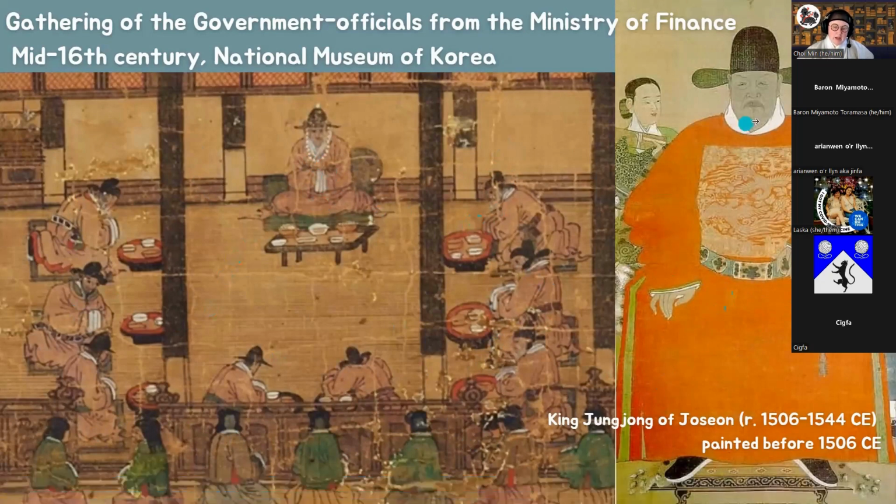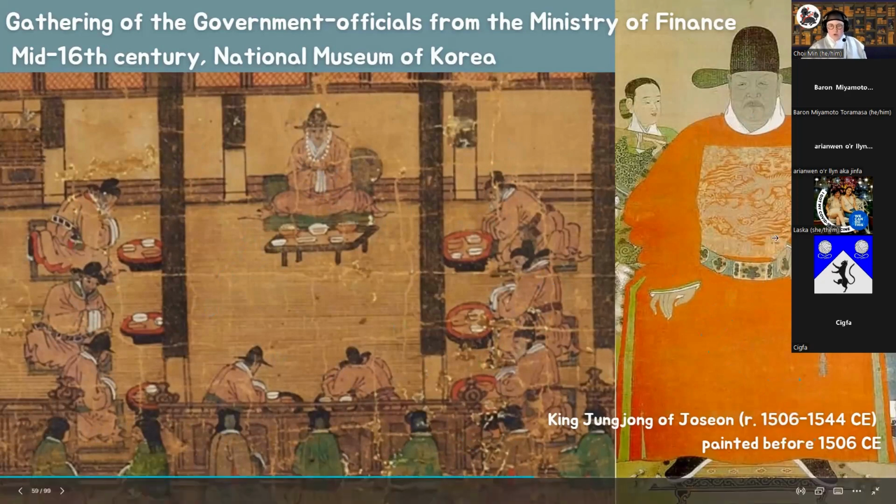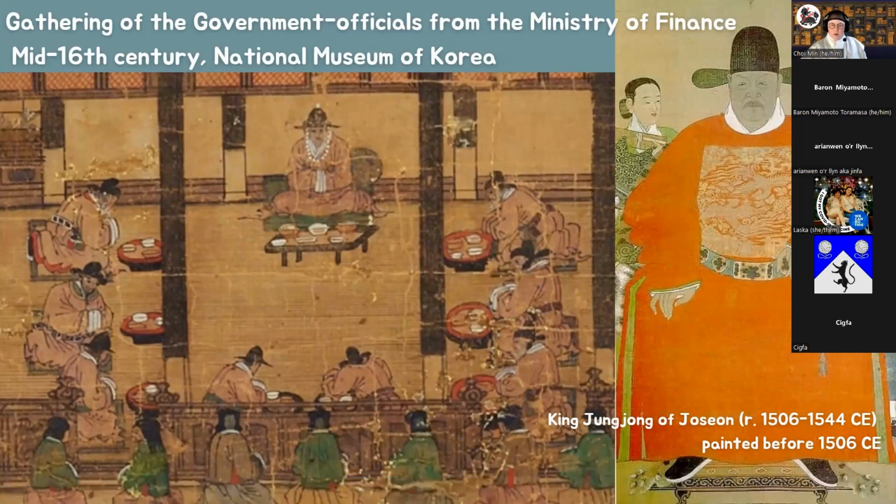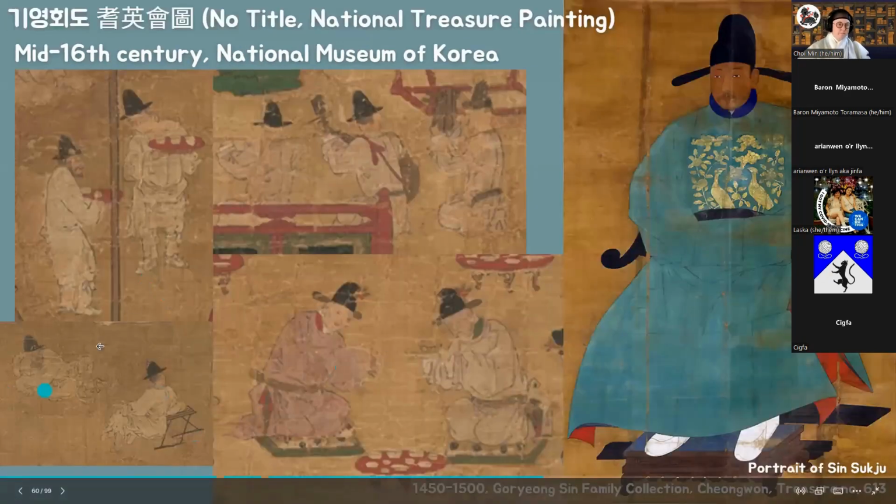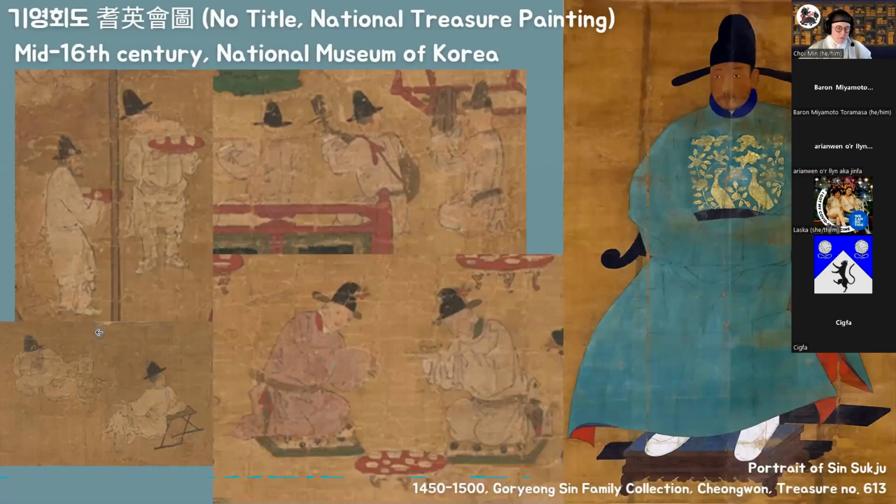And then I've got here a painting of King Jungjong, who reigned 1506 to 1544, and this was painted before he was crowned king. So this would have been his regular government robe, because he held some kind of position before he became king. He wasn't expecting to become king, this guy, so he was just like, whoops, I'm king. But here's a portrait of him before he became, whoops, I'm king. And then here's some more clips from those paintings.